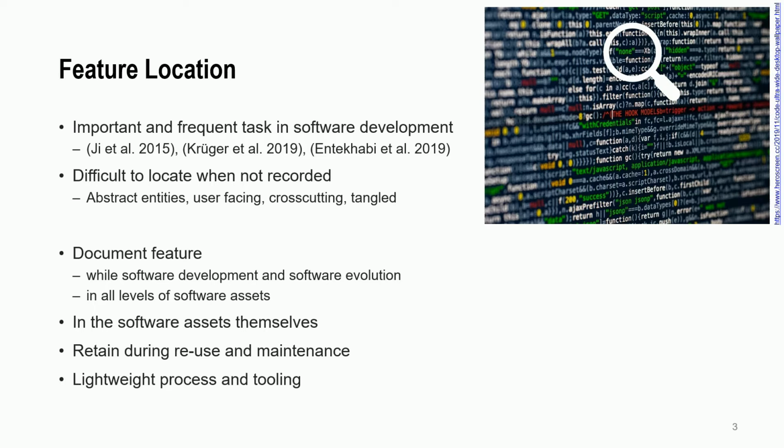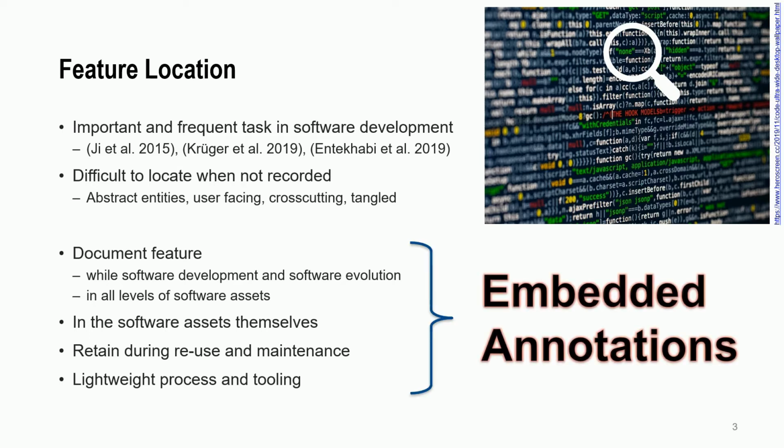because this is the point in time when feature knowledge is available in the developer's head and over all levels of software assets, and at the same time to document it in the software assets themselves. With this, the information can be retained during reuse and maintenance operations, and by supporting a lightweight process and tooling, features are easy to document. All of that can be done with the notation of embedded annotations.